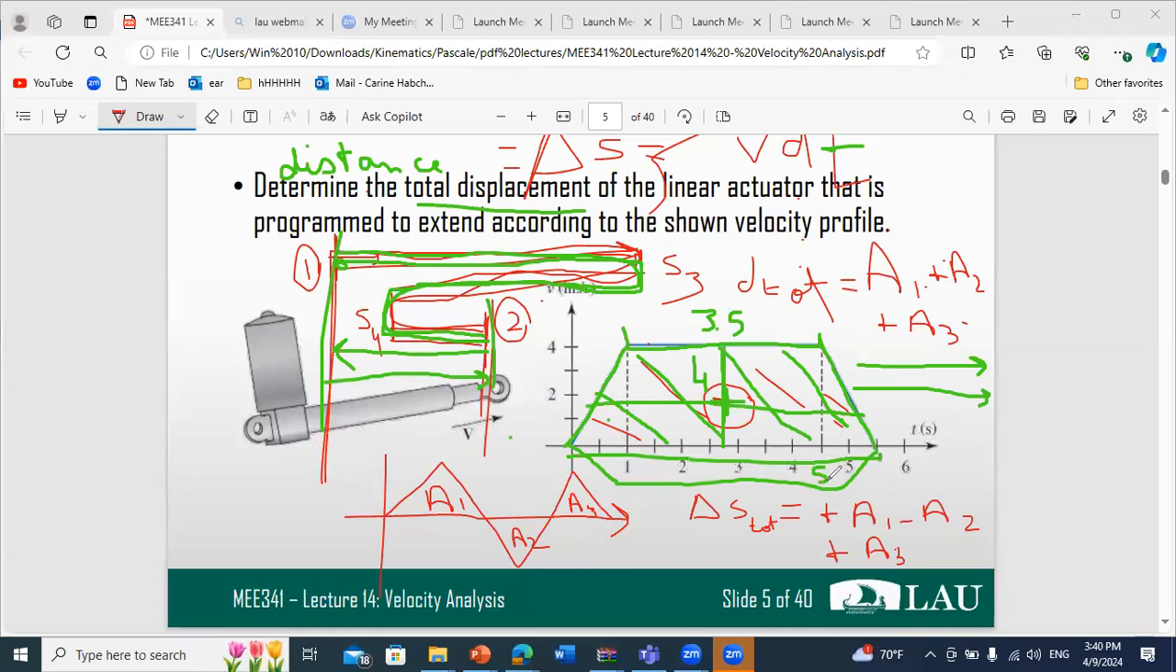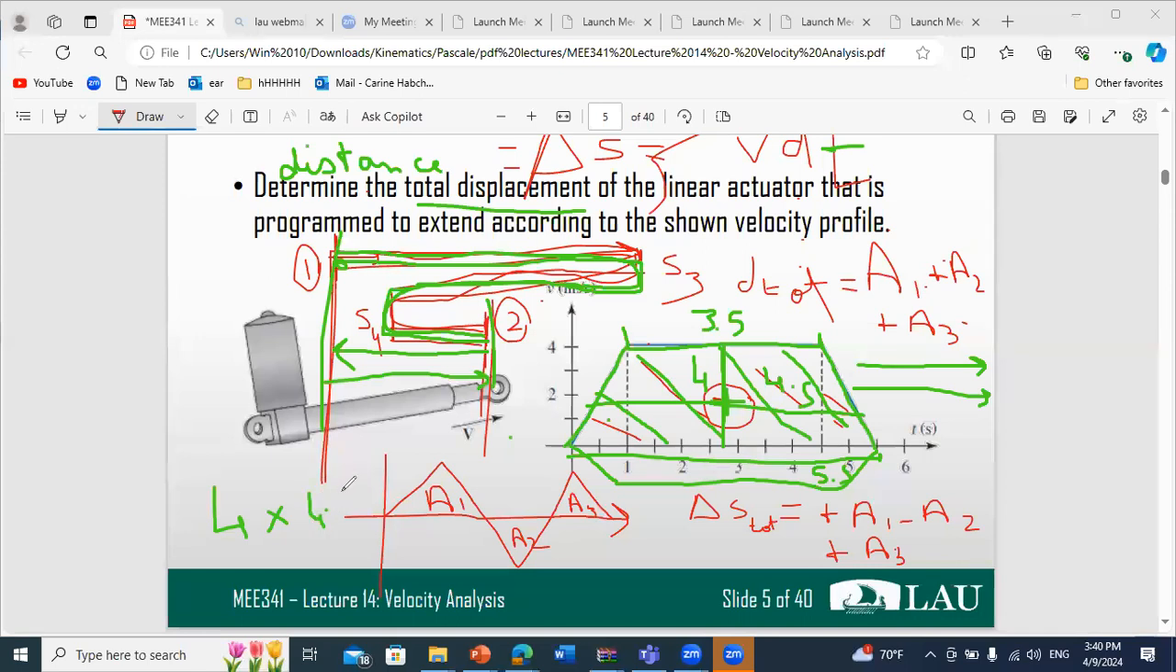So overall, my average base will be the average between 3.5 and 5.5, which is 4.5. So my area is 4 times 4.5. This is the total displacement in meters.